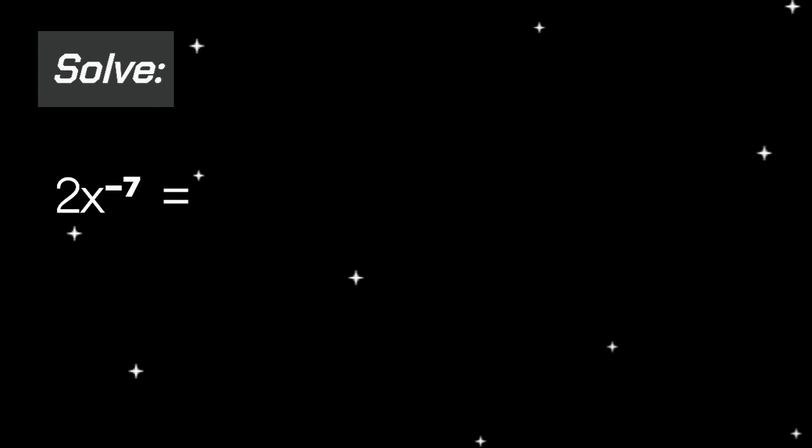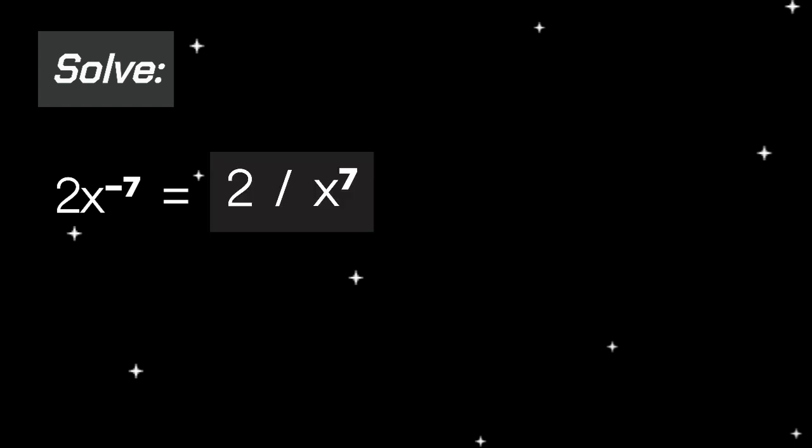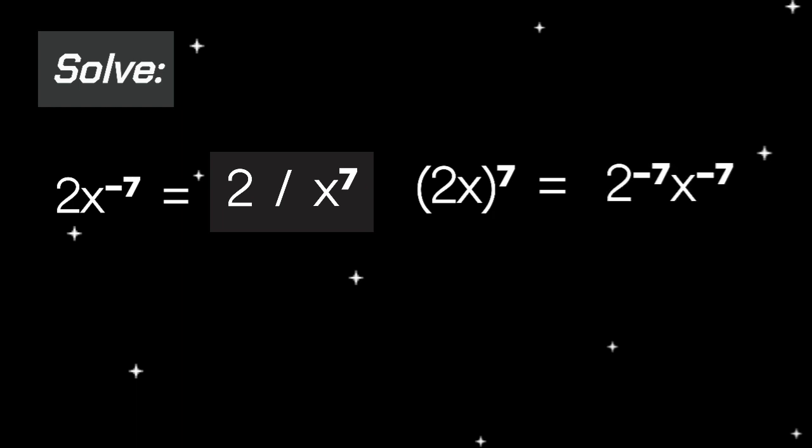Next, 2x raised to power of negative 7. Again, reciprocate only the term with negative exponent. So that will be equal to 2 over x raised to power of 7. Next, the quantity of 2x raised to power of negative 7 equals 2 raised to power of negative 7 and x raised to power of negative 7, in which you distributed the exponent to both terms of the parenthesis. And that would be equal to 1 over 2 raised to power of 7 and x raised to power of 7, or 1 over 128 x raised to power of 7.